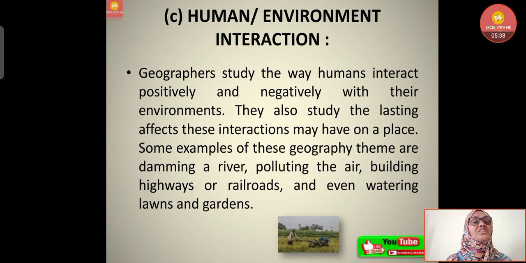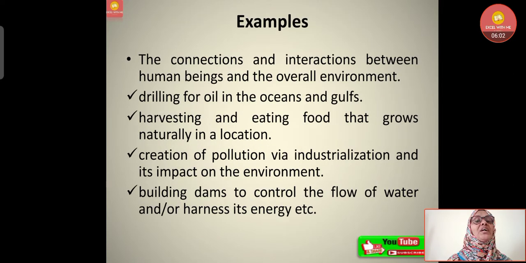That is, geographers study the way humans interact positively and negatively with their environments. They also study the lasting effects these interactions may have on place. Some examples of this geography theme are damming a river, polluting the air, building highways or railroads, and even watering lawns and gardens. So these are the positive and negative things of this interaction of human beings.